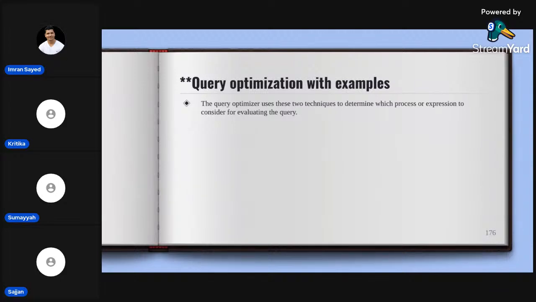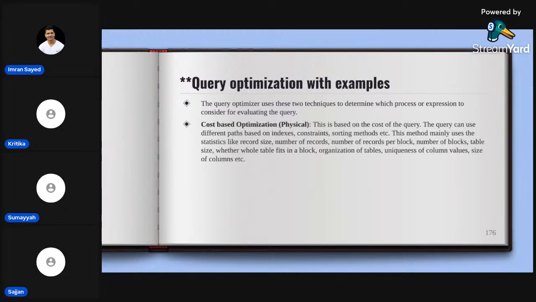The query optimizer uses these two techniques to determine which process or expression to consider for evaluating the query. Cost-based optimization or physical. This is based on the cost of the query. The query can use different paths based on indexes, constraints, sorting methods, etc. This method mainly uses statistics like record size, number of records per block, number of blocks, table size, whether the whole table fits in a block, organization of tables, uniqueness of column values, size of columns, etc.